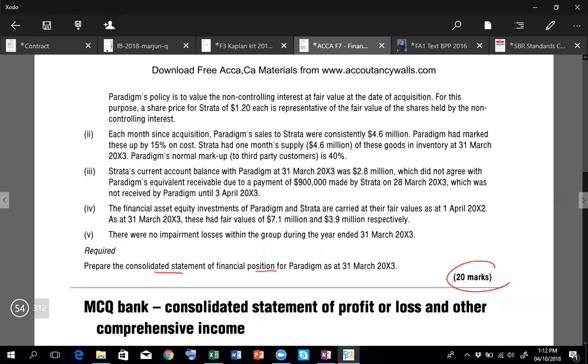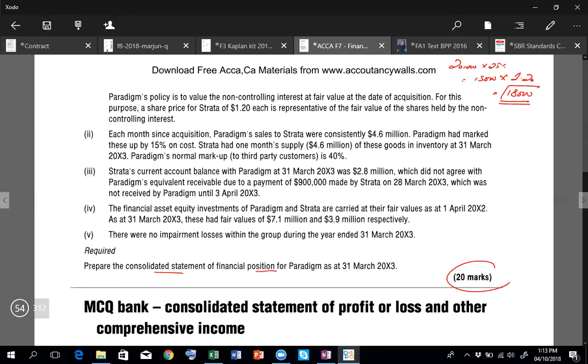Paradigm's policy is to value the non-controlling interest at fair value, and for this purpose, the share price of Strata should be used. The total number of shares the subsidiary had was 20,000. We acquired 75%. That means the 25% belongs to the NCI, which gives 5,000 shares, and the fair value of the NCI is 1.20. So 15,000 into 1.20 gives you 18,000, which is the value of the non-controlling interest at acquisition.